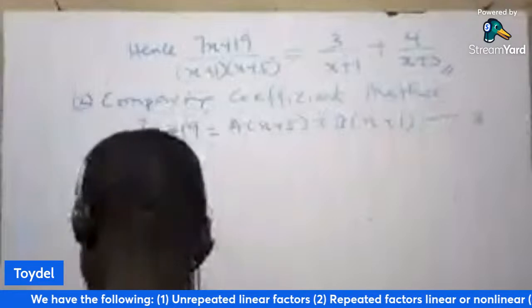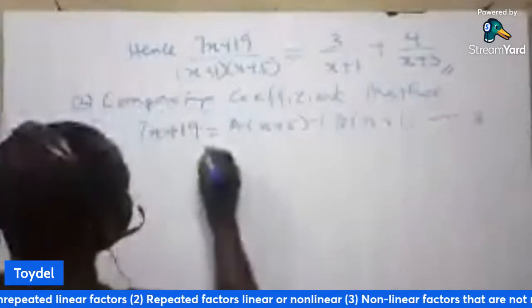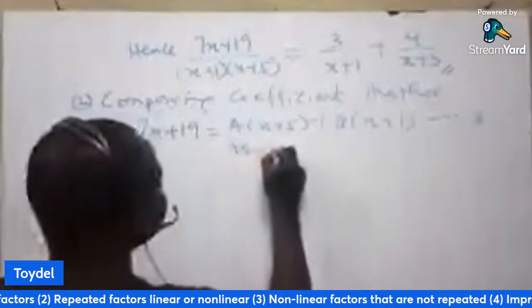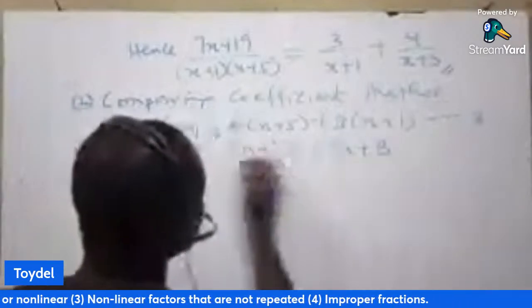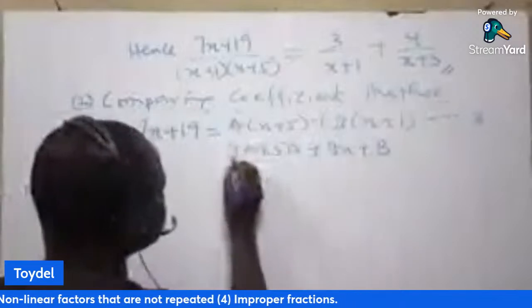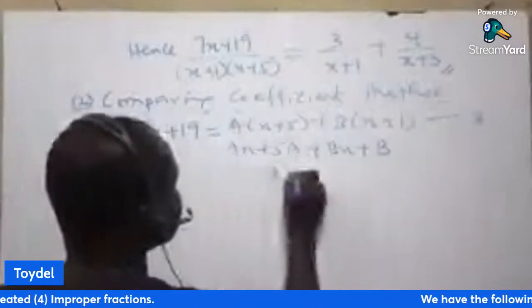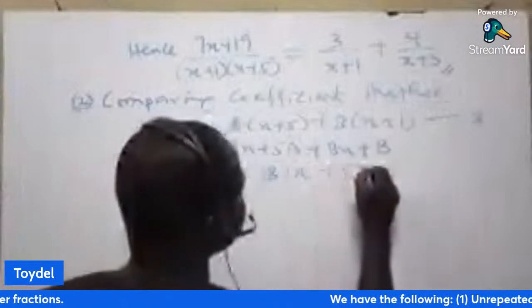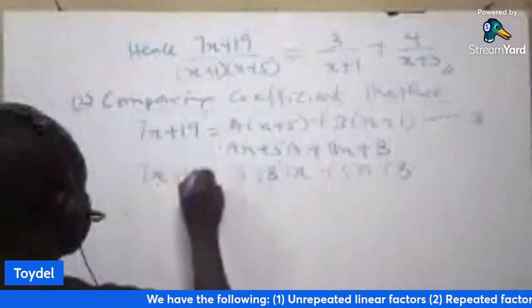So what do we do here? We are going to open up everything here. We are going to have ax plus 5a plus bx plus b. So we are going to bring everything together. We can combine: we have a plus b into bracket x, then the constant, 5a plus b. This is what we have. Then from here, we have 7x plus 19. That is what we are going to get.